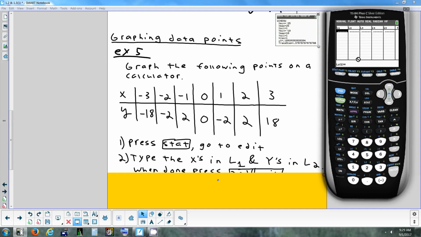Technically, I could use any of these, but the simplest way to do it, I'm just going to put the X's in L1, and I'm going to type my Y's in L2. Okay, so I'm going to do all my X's first. -3, -2, -1, 0, 1, 2, 3.